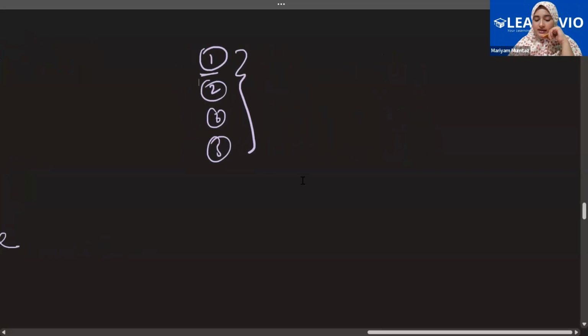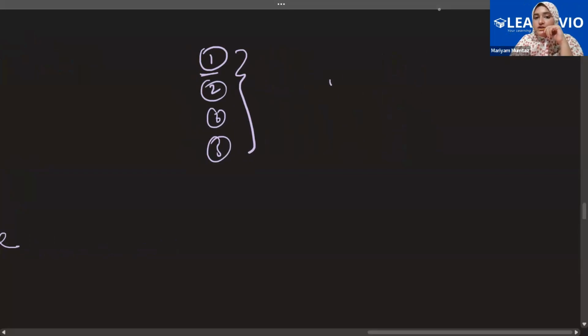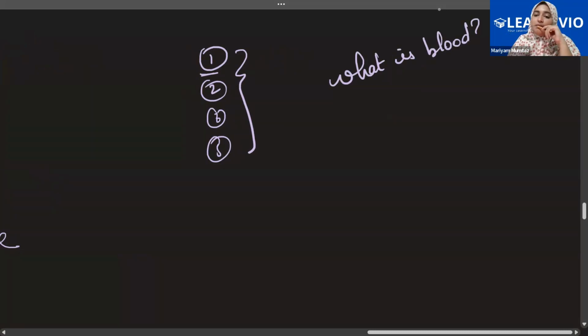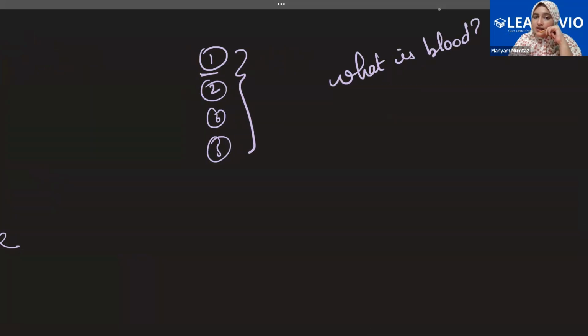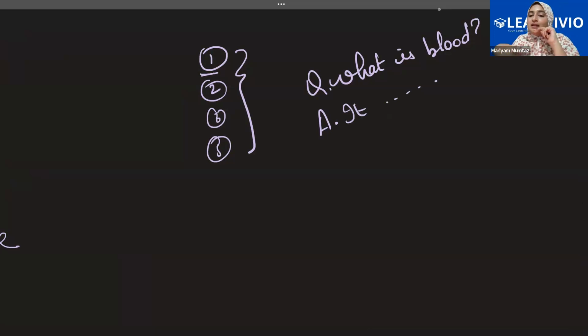If, for example, there is a question that says, what is blood? Normally blood is known as the fluid connective tissue. Now for the answer, if anyone starts their answer with "it is blah blah blah", I will not give marks. This is not the way to answer the question. We don't answer the questions like this.